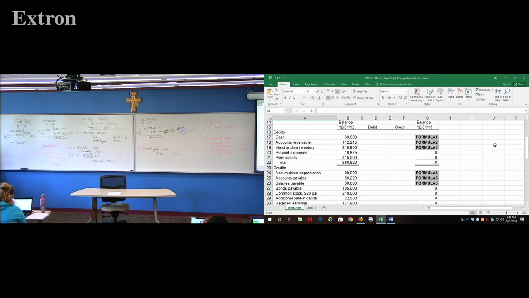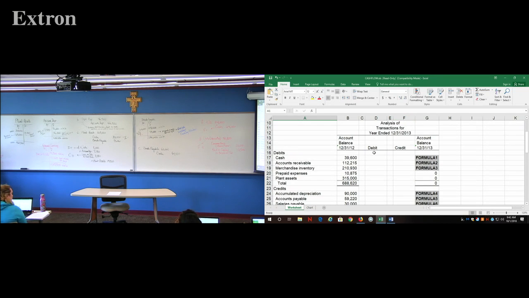See, there's a column here for debit or credit. So what we have in this worksheet is the beginning balance of all of the accounts that we just talked about, the 12/31/12 balance. Then over here, we're going to have the ending balance. So what we want to talk about is what happened to that account that caused the change from here to here. So this column has those beginning balances. This column is going to have those ending balances. We're going to have to plug in formulas.